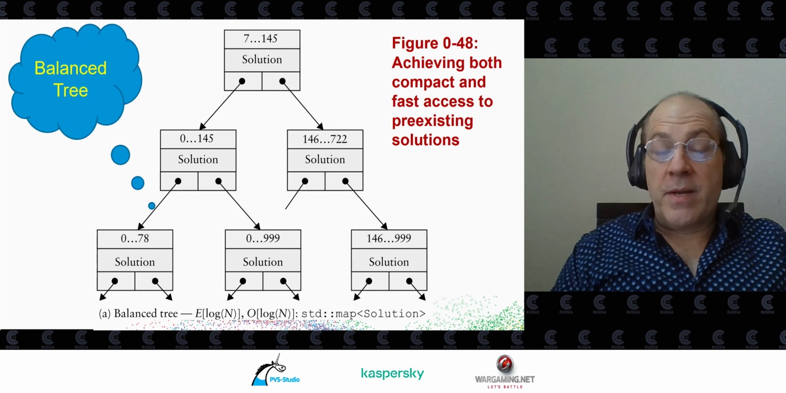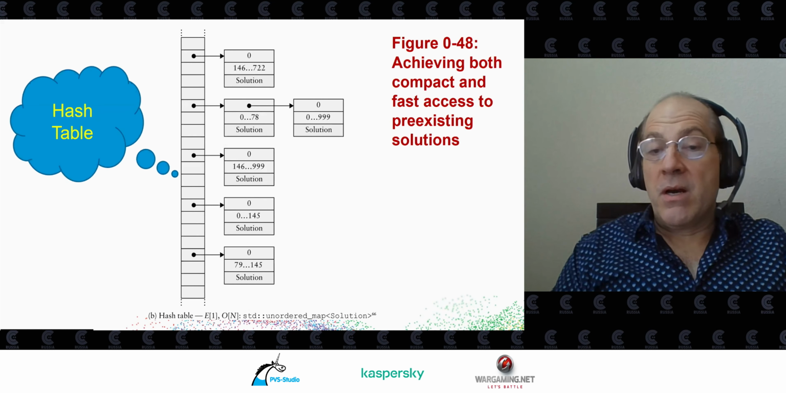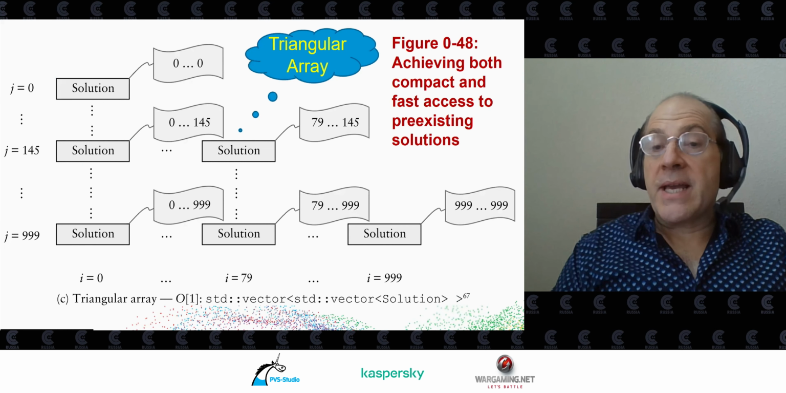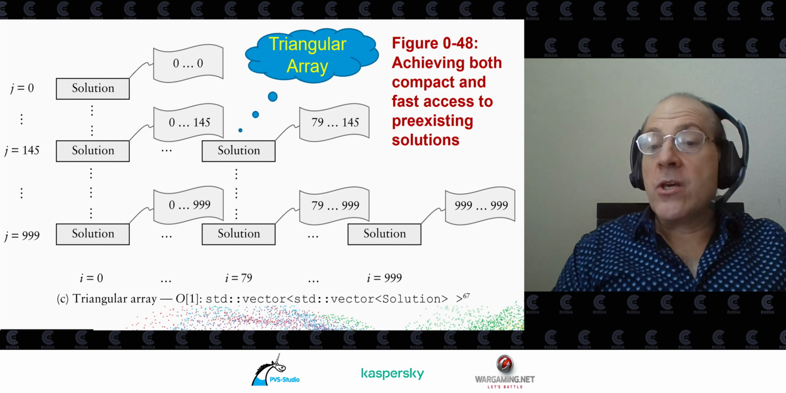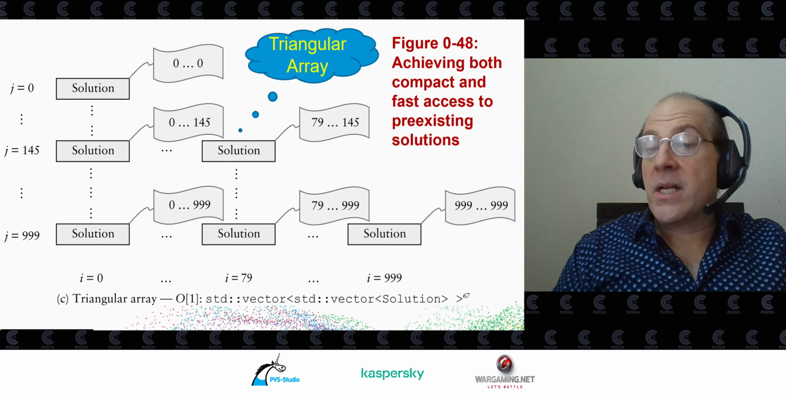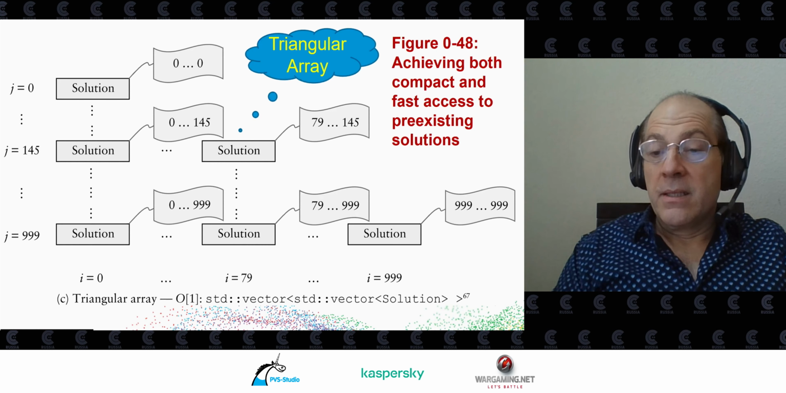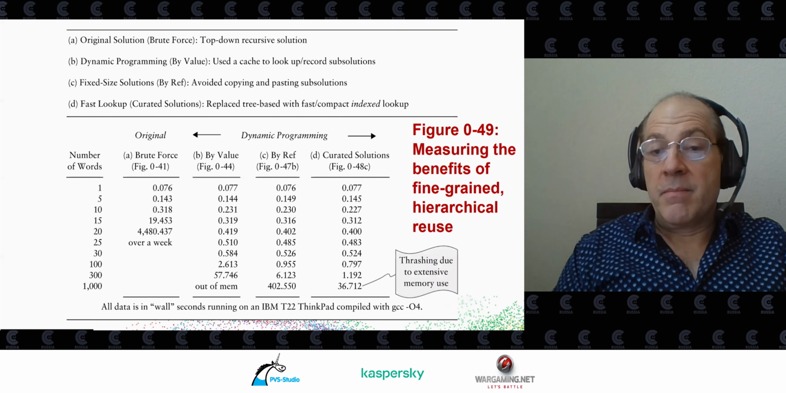We could use a balanced tree, which is a sorted map. We could use a hash table because we don't really care about the ordering. But because it's a triangular array, we can know in advance exactly how much space to allocate and get to it in constant time and quickly. And so having a curated solution set where you can put your hands on each curated component solution quickly is the genius that makes this analogy the best it can be.